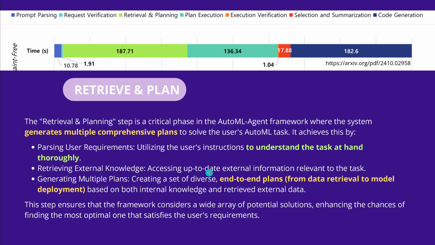So we are creating now a set of diverse end-to-end plans from the data retrieval to the complete model deployment phase, based on the internal knowledge and everything we can have access to with our data. So what does this step do? It simply ensures that the framework considers a wide array of possible solutions, enhancing the chances of finding the most optimal one that satisfies my user requirements. Sounds easy, but as you see, it is almost as powerful as the complete code generation.